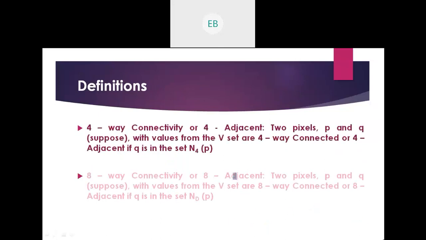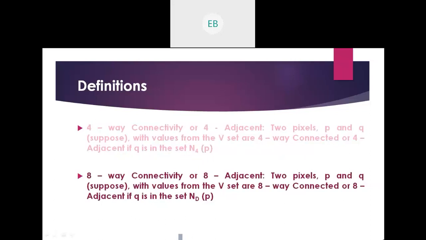4-way connectivity, or 4 adjacent, means 2 pixels P and Q with values from the V set are 4-way connected, or 4 adjacent, if Q is in the set N4(P). And 8-way connectivity, or 8 adjacent, means 2 pixels P and Q with values from the V set are 8-way connected, or 8 adjacent, if Q is in the set N8(P).